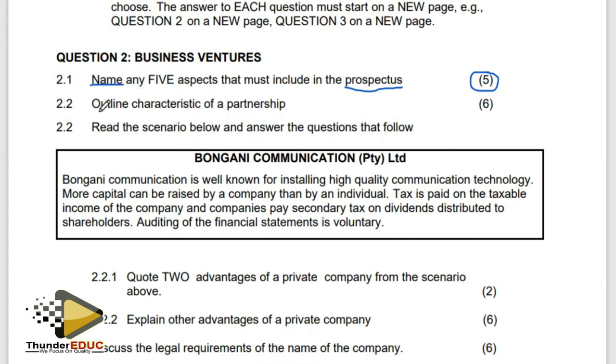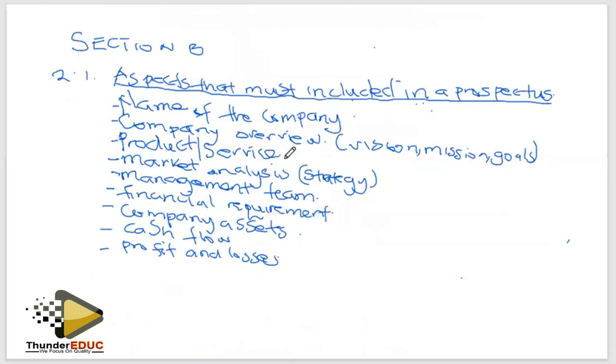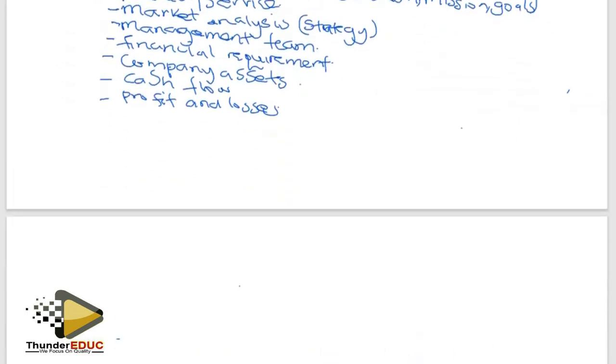Let's look at question 2.2, which talks about outlining the characteristics of a partnership business. Remind you once again, numbering is very important. First, give a number. It is question 2.2. And we are saying characteristics of the partnership. Very important.